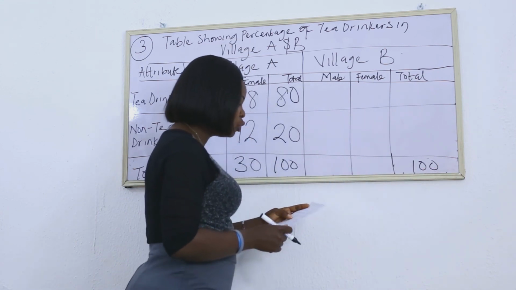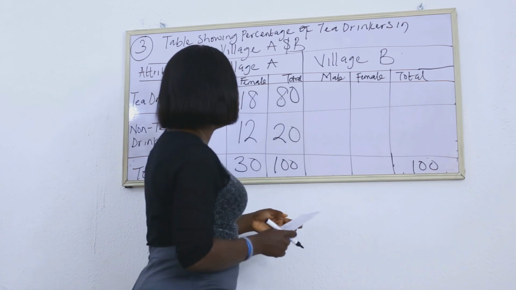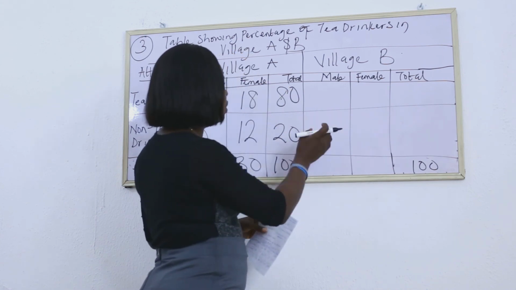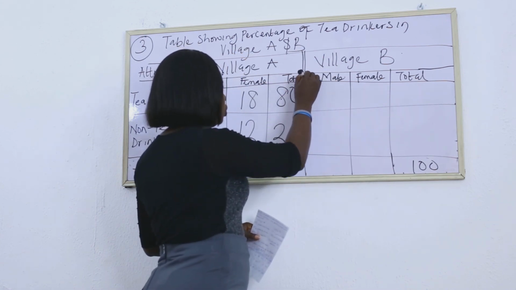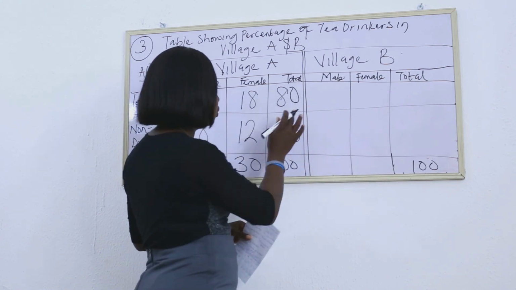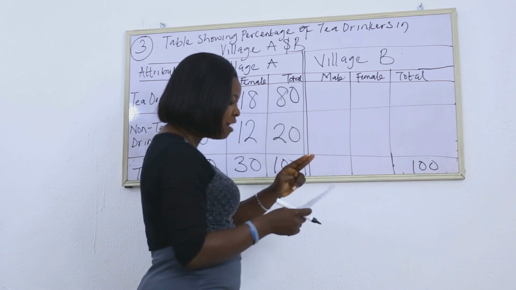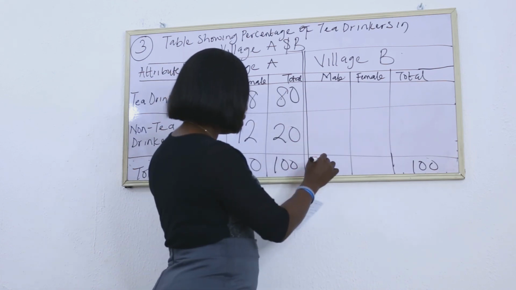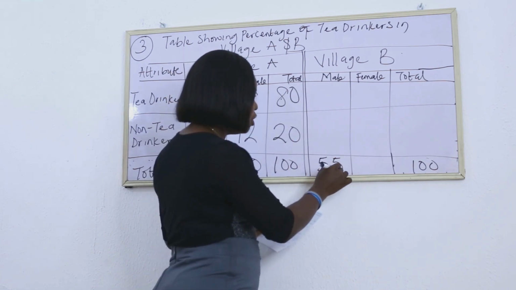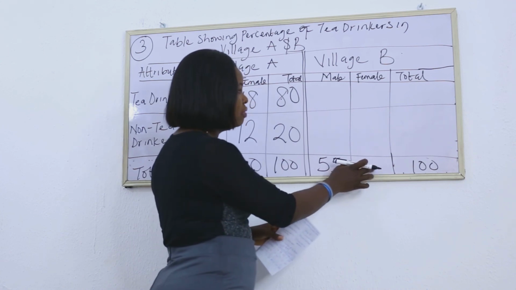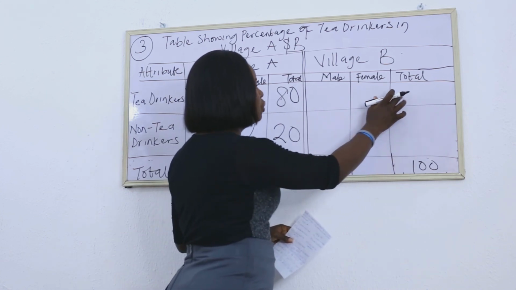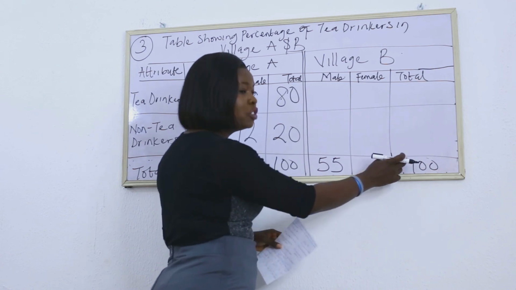The first question said 55% were male. So the total male, to differentiate between the two towns, is 55. I don't know the value of these, but I know this is 100.